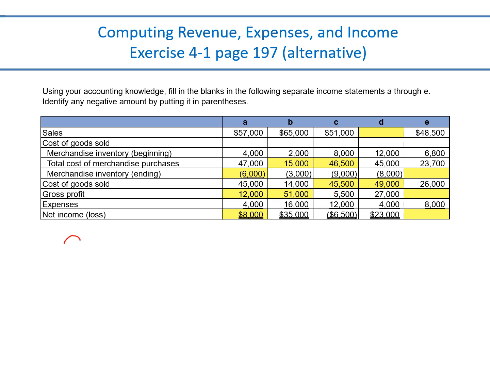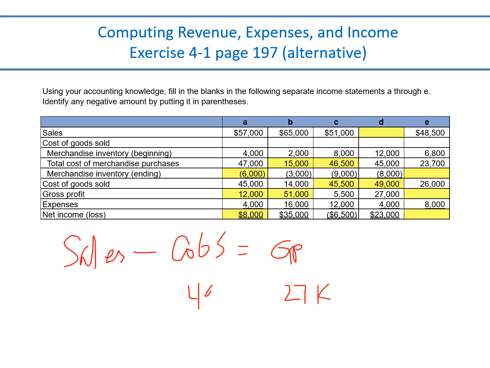And we know that sales less cost of goods sold equals gross profit. Gross profit is 27,000. Cost of goods sold is 49,000. So sales must be, we add 49,000 to both sides, then we have X equals 27,000 plus 49, so $76,000.